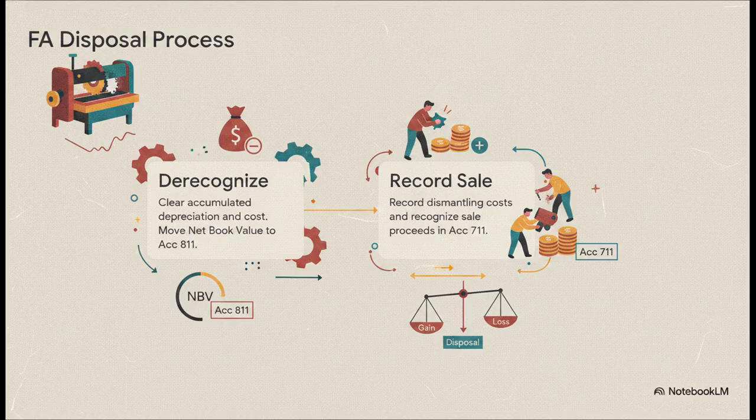This means paying for any dismantling costs and recognizing the proceeds from the sale as other income in account 711. The difference between those two steps, that's your final gain or loss on disposal.